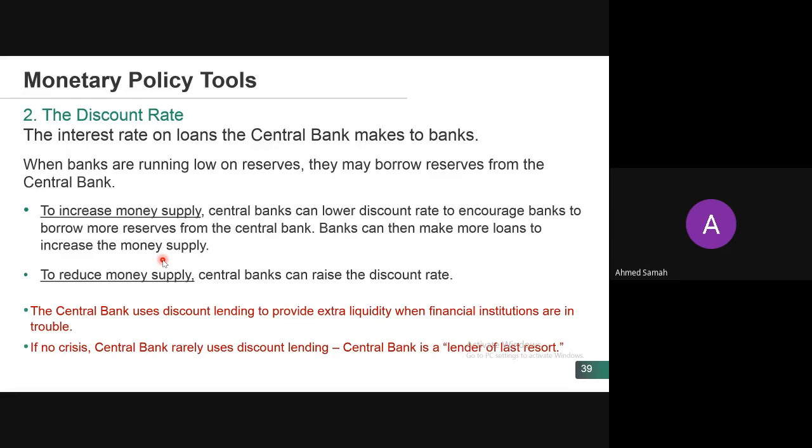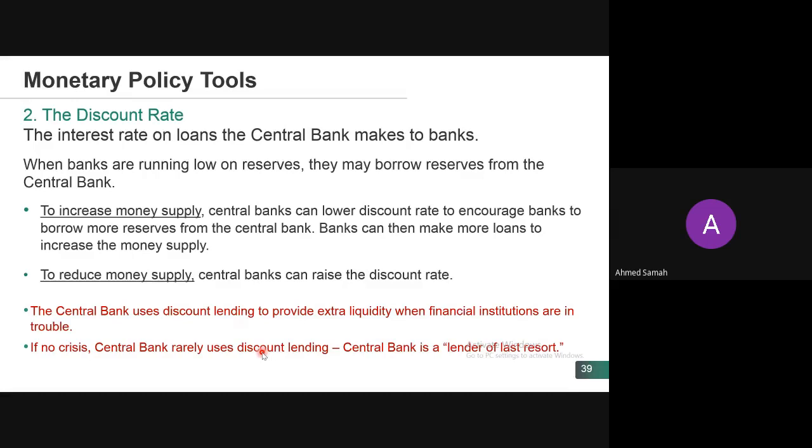If there are no crises, then the central banks rarely use discount lending, because the central bank is a lender of last resort. For commercial banks, it is not the first option because the central bank's rates are higher compared to other sources of loans, such as the interbank market, where banks borrow from each other. The rates there will be lower than the central bank's discount rate. So if there is no crisis, banks will borrow from each other. Banks with excess liquidity will lend to the banks which have liquidity shortfalls. That is how it works in normal circumstances.